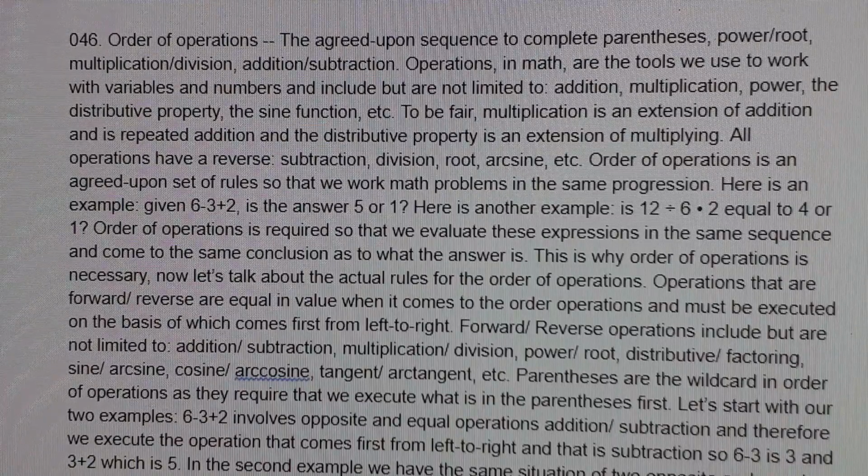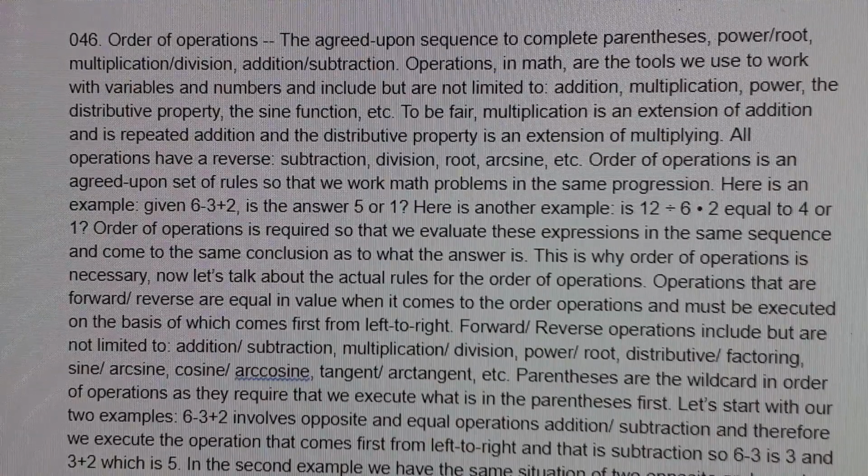Operations in math are the tools we use to work with variables and numbers and include, but are not limited to, addition, multiplication, power, the distributive property, the sine function, etc. To be fair, multiplication is an extension of addition and is repeated addition, and the distributive property is an extension of multiplying. All operations have a reverse: subtraction, division, root, arcsine, etc.